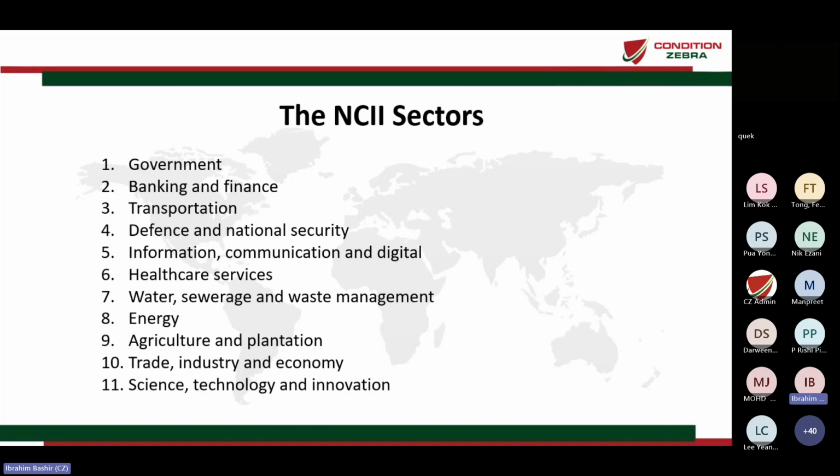So these are basically the 11 sectors: government, banking and finance, transport, defense or national security, IT, communications and digital, healthcare, water, energy, waste management and agriculture, trade, industry and economy, and science and technology. Like I mentioned earlier, it might not be explicitly mentioned here, but if you look at the way they design it, for example, science, technology, and innovation.